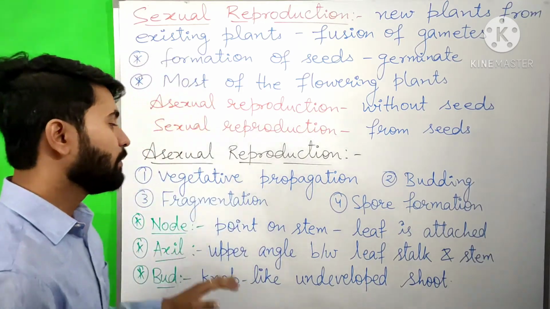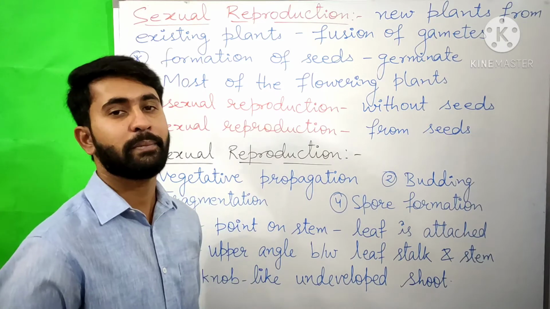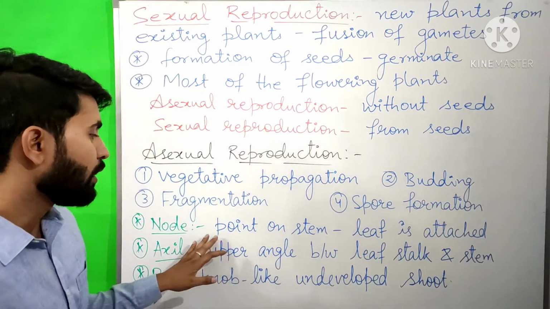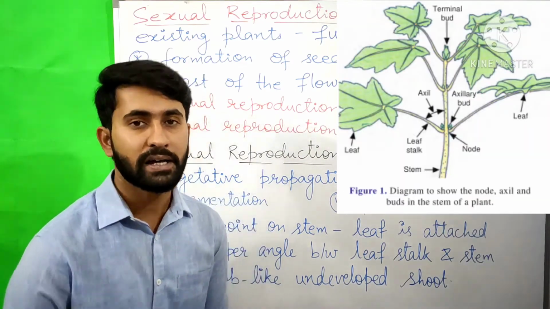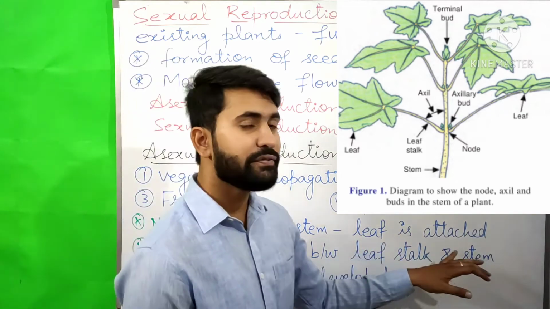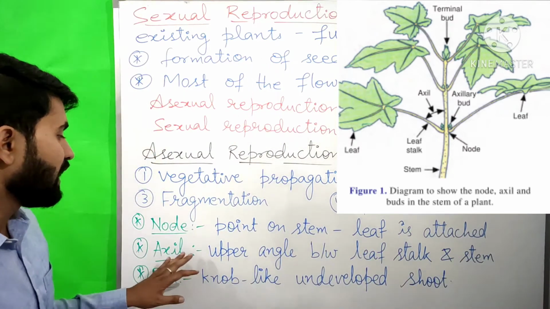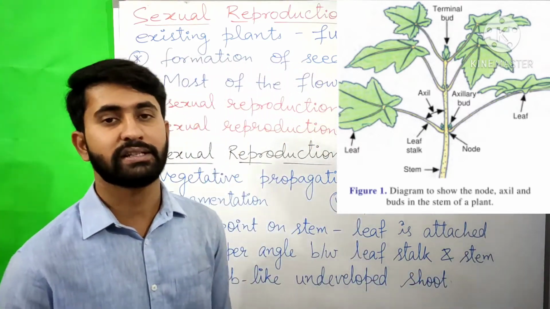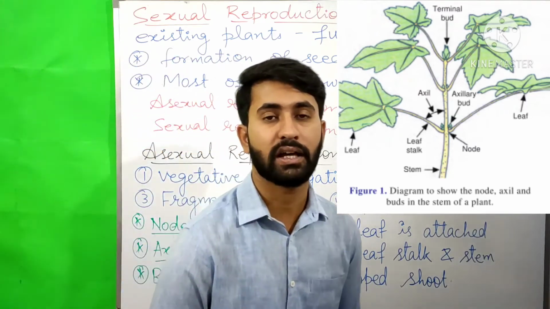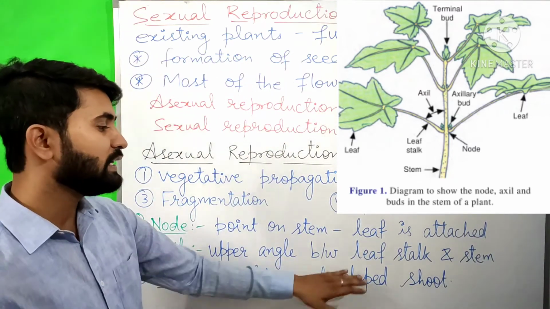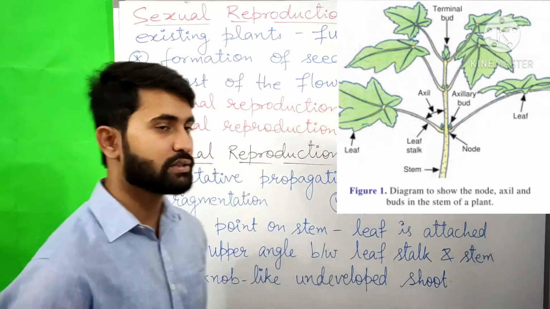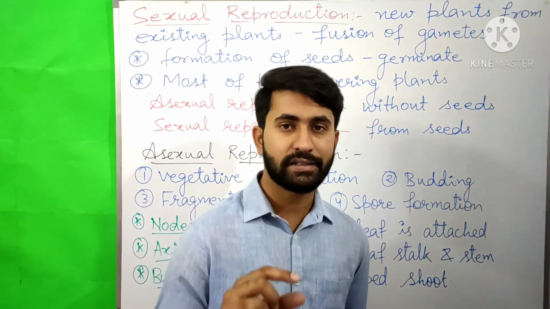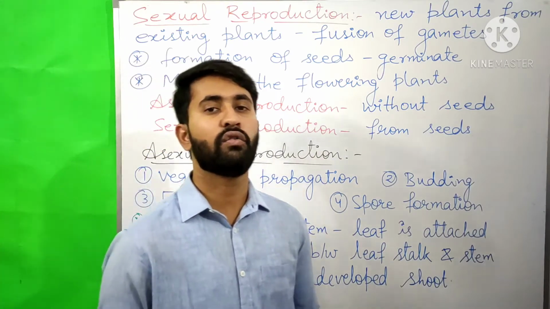Before learning about these four methods, we should know the meaning of three terms that are node, axil and bud. Node is a point on the stem, or we can say the branch of a plant, where a leaf is attached. Axil is the upper angle between the leaf stalk and the stem, or the branch from which it is growing. Bud is a knob-like undeveloped shoot consisting of a short stem and overlapping leaves.